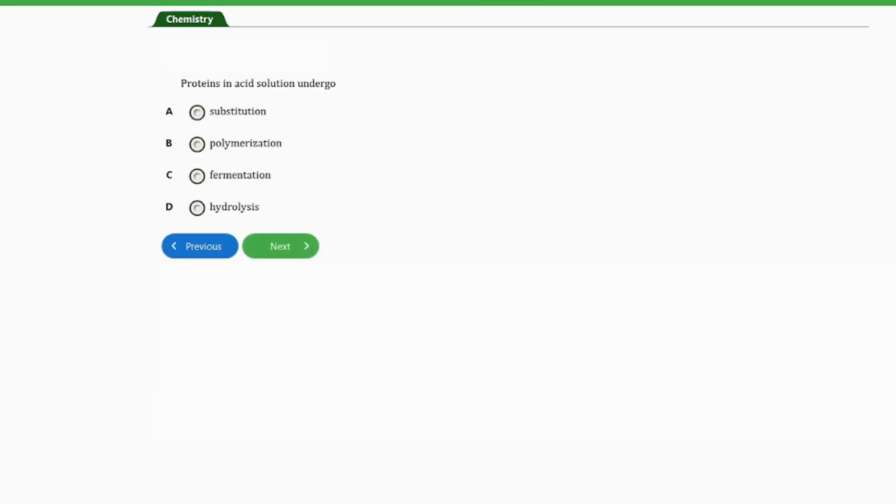So let's look at the next question, question number 4. It says, proteins in acid solution undergo A, substitution. B, polymerization. C, fermentation. D, hydrolysis. So guys, the answer to this question is option D, and that's hydrolysis. Actually, hydrolysis occurs when proteins are placed in acid solutions.